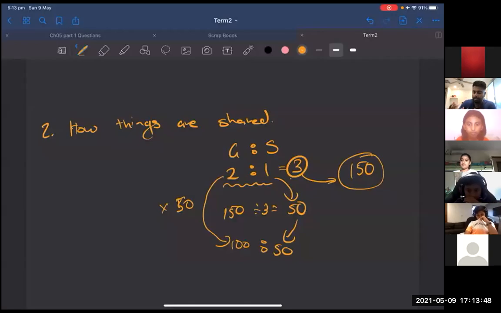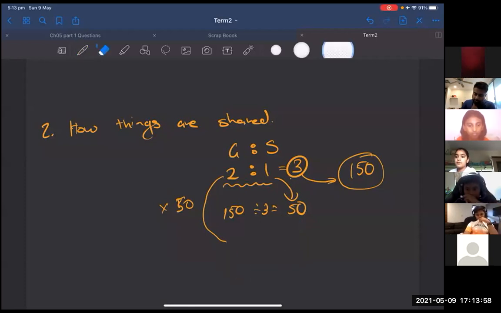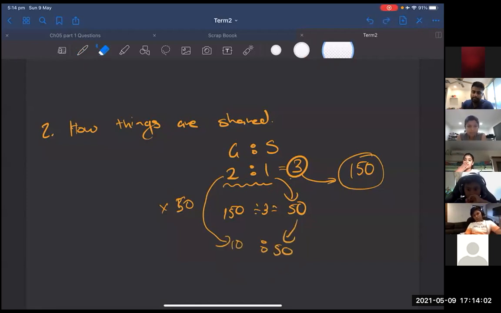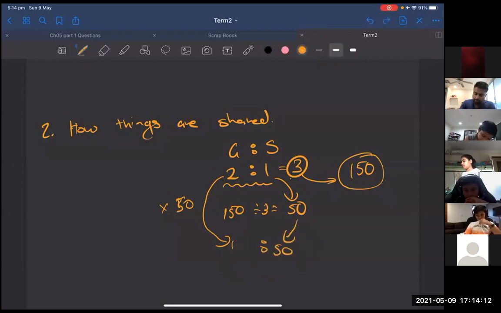Yeah, so ratios help us understand how things are shared. Do you guys understand those two concepts? Okay. So what I'll do now is ask a bit of a fun question. By the way, if you haven't taken down any notes, take down notes. It's very important that you take down notes, okay? So now I'll give you guys a bit of a fun question, and let's see if you can start solving some of these.